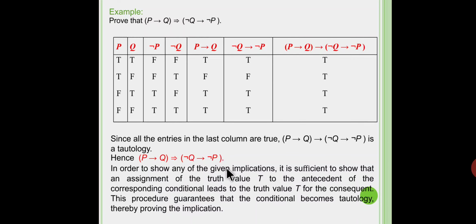In order to show any of the given implications, it is sufficient to show that an assignment of the truth value true to the antecedent of the corresponding conditional leads to the truth value true for the consequent. So here, P implies Q is the antecedent and negation Q implies negation P is the consequent. This procedure guarantees that the conditional becomes a tautology, thereby proving the implication.